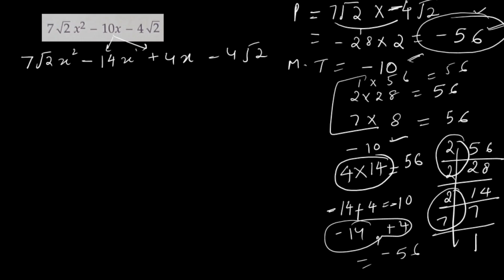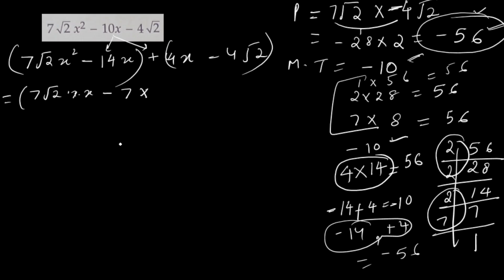Now let's do grouping. First two we can group together and last two we can group together. So first one we can just factorize them further. First is 7 into root 2 into x into x. See, 14 how we can write? Because here root 2 is there. We know 7 into 2 is 14.